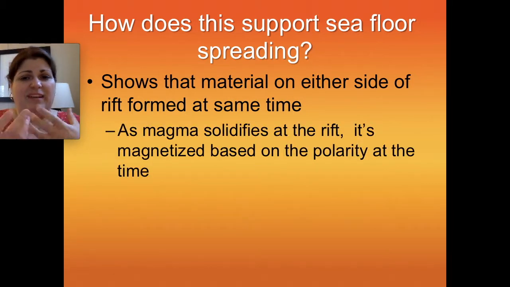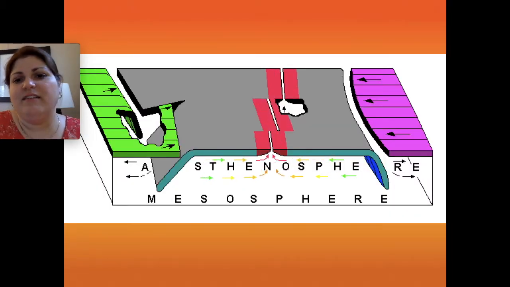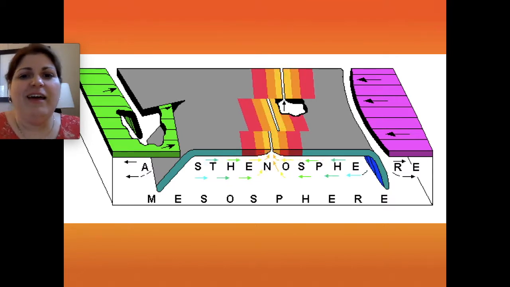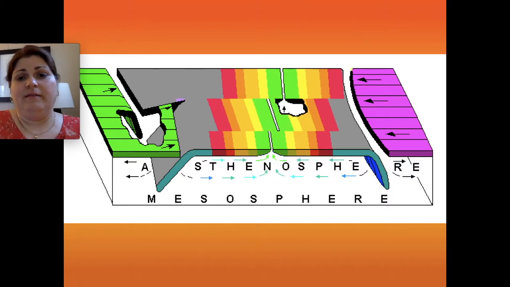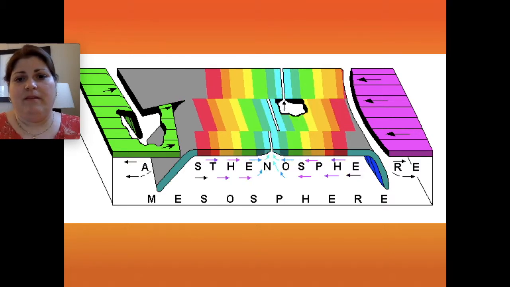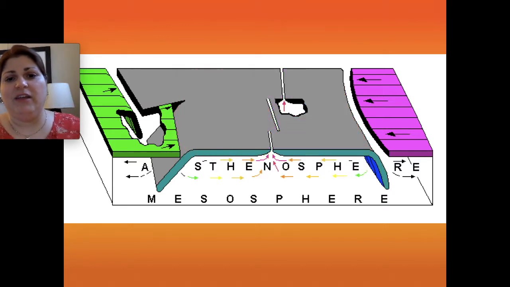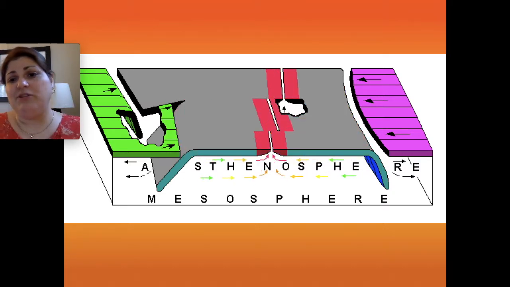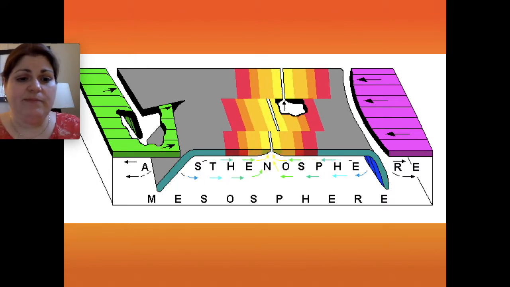Okay. And once again, as magma solidifies at the rift, it's magnetized because of the polarity, and that's recorded as it moves outward. And it would have looked something like this, where each colored band represents a different polarity. So the green section on either side, for example, would be the same age as the green section on the other side. And as the rock ages, it gets pushed outwards and outwards towards the edge at the other end where there would be a trench.